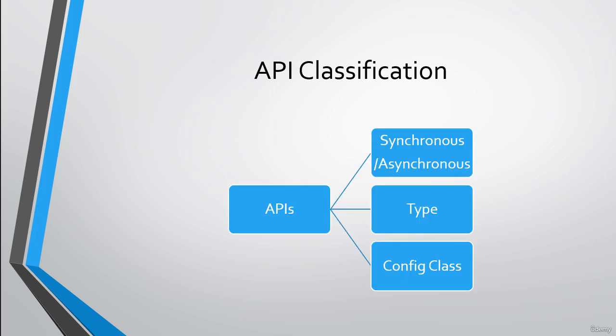The first one is something called synchronous or asynchronous. The second classification is based on the type, and the final one is based on the configuration class. So let's discuss each of them.